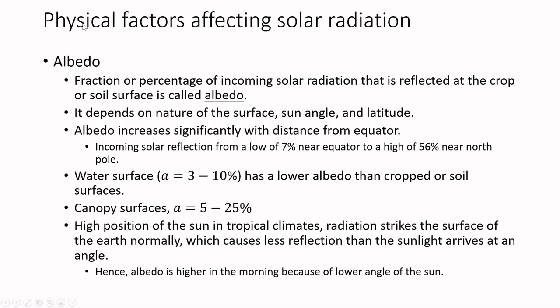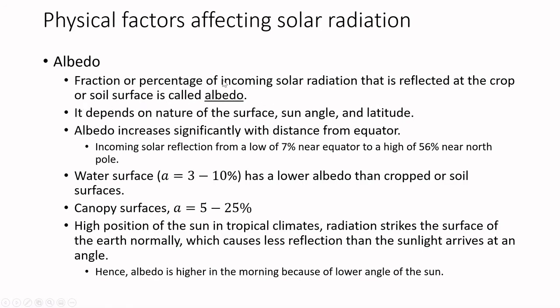Alright, so there are some physical factors affecting solar radiation. For example, let's look at the albedo. Albedo is a reflection, the fraction or percentage of incoming solar radiation that is reflected, okay? So it means the solar radiation coming in is reflected back. Reflected at the crop or soil surface is called albedo.